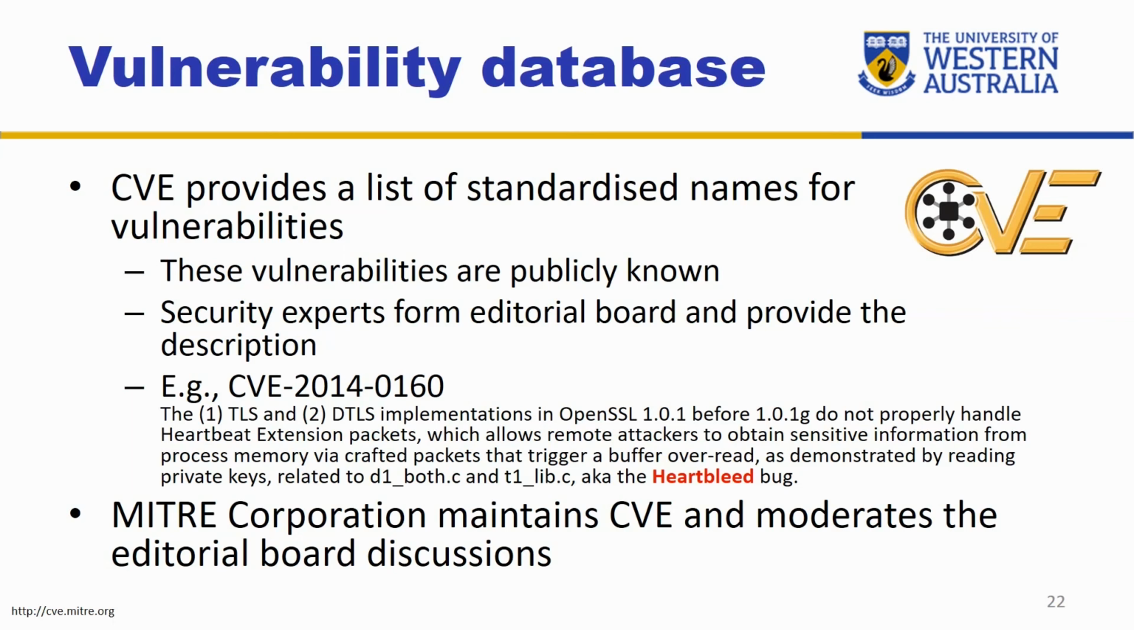The description is also provided as part of the CVE database. It gives a textual description of what kind of systems are affected and how they are affected. So for example, CVE-2014-0160: there are implementations in OpenSSL 1.0.1 before 1.0.1g that don't handle the heartbeat extension packets properly. So this belongs to the Heartbleed bug.